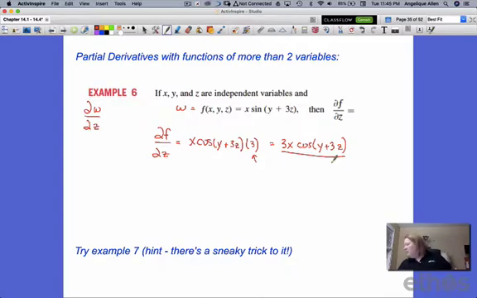All right, I want you to try number 7 on your own. I'm going to peek at it real quick and say it's a physics question about electricity and resistors. And the sneaky trick to it is implicit differentiation. So I want you to give that one a try on your own and then check the book and see how you did.